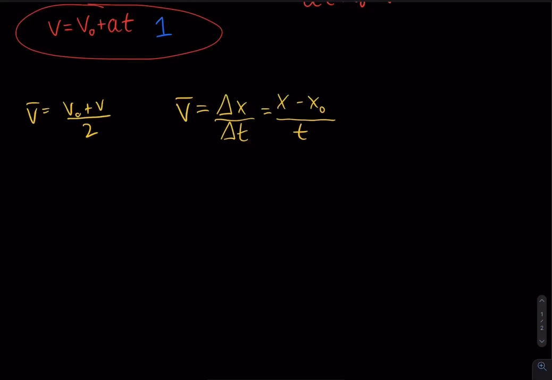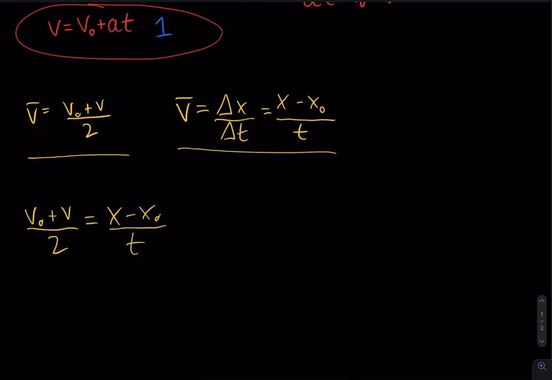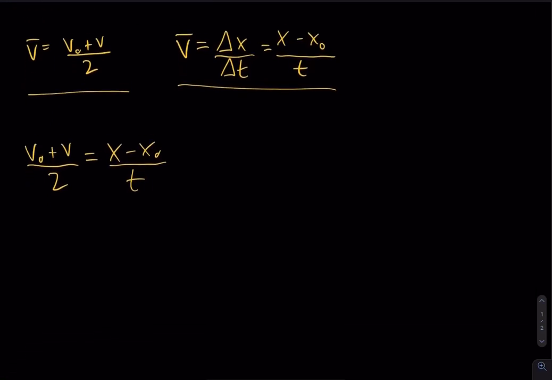Okay, so we have these two expressions for average velocity here. Let's set them equal to each other. If they're both average velocity, then they must be equal. So on the left hand, I have v naught plus v divided by 2. It's my average velocity there. And on my right, I have that my average velocity is x minus x naught over t. Okay, up here, we have an expression for our final velocity. Down here, let's try to get an expression for our final position. So I'm going to solve this expression for x, for the final position.